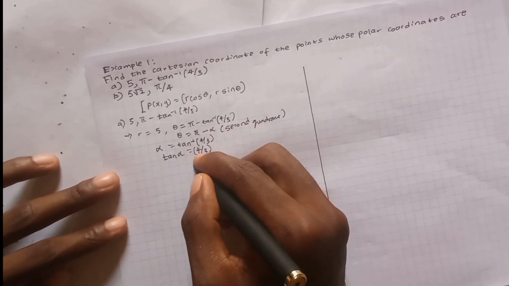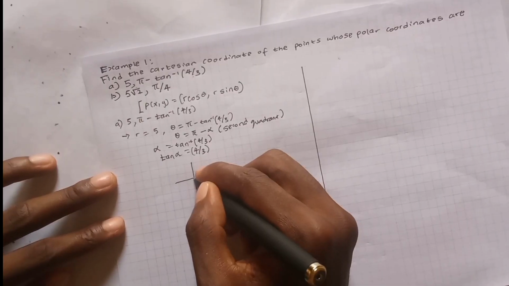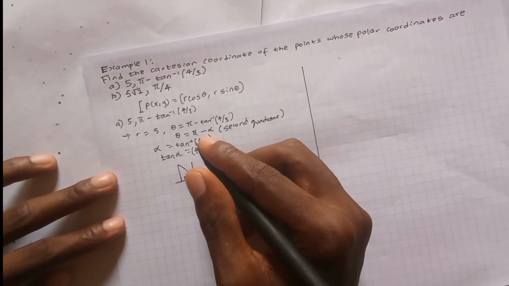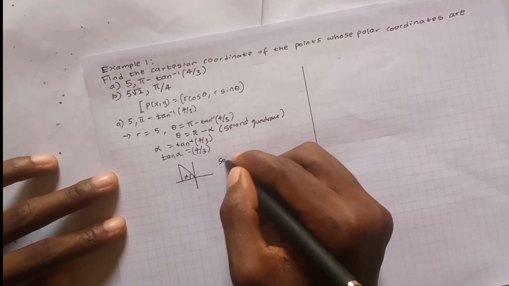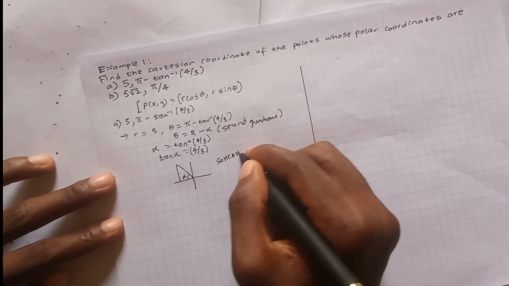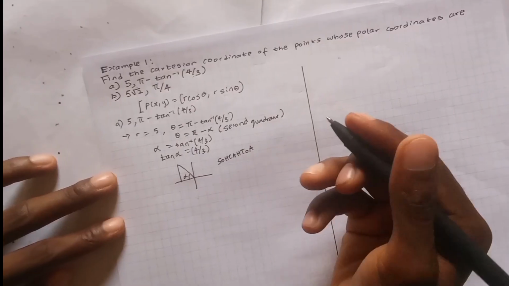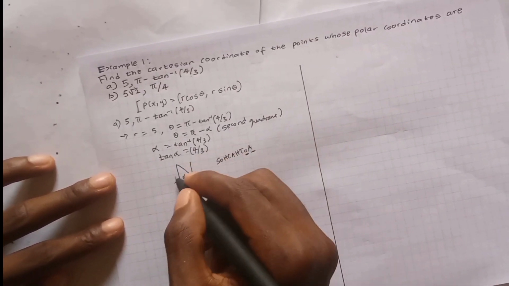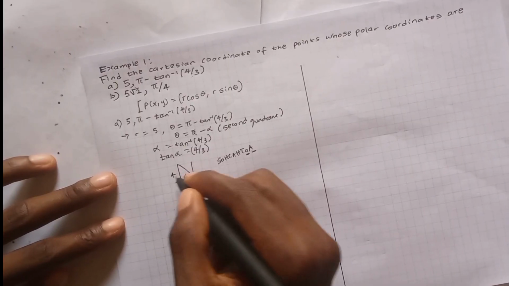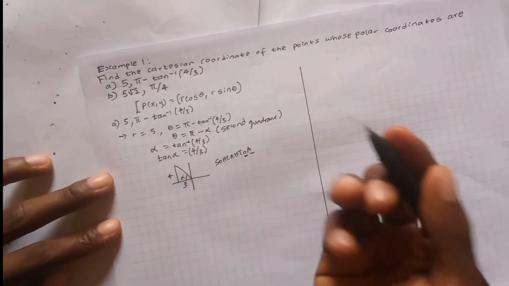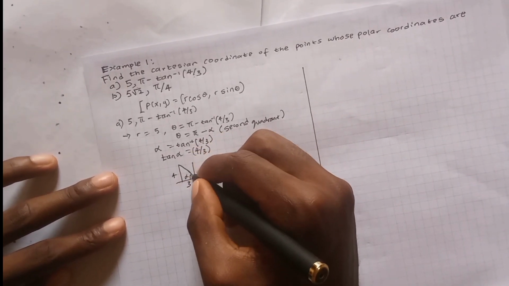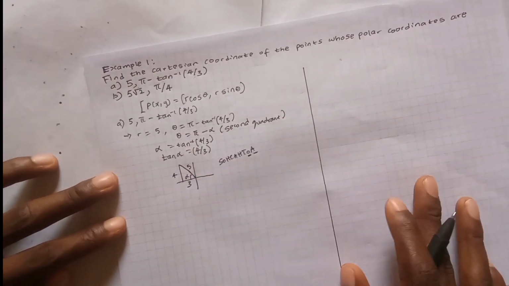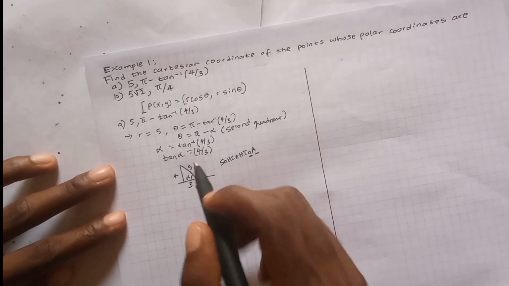Now, if we represent this on the Cartesian plane, it's going to look something like this. So this is alpha. Remember your SOHCAHTOA well. So tan will be opposite over adjacent. So opposite is 4, adjacent is 3. Now from Pythagoras theorem, you can find the length of this side, and that will be 5. You understand? So that's going to be 5.